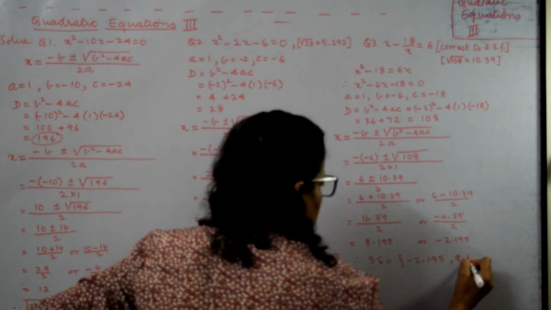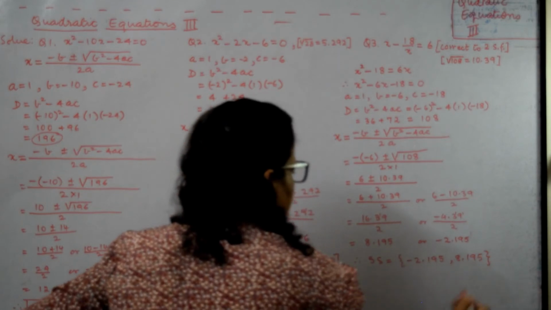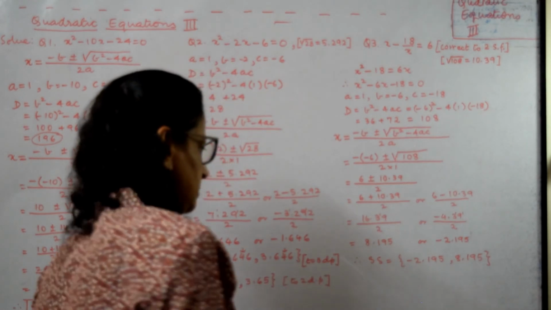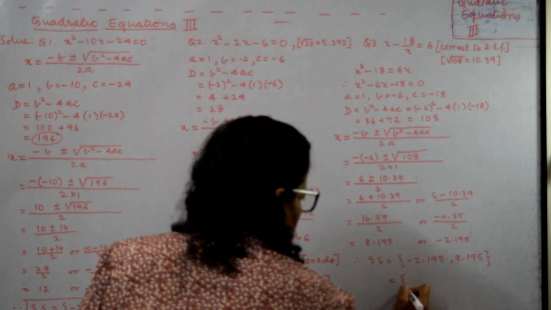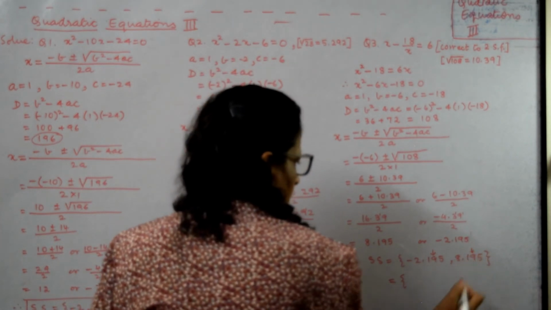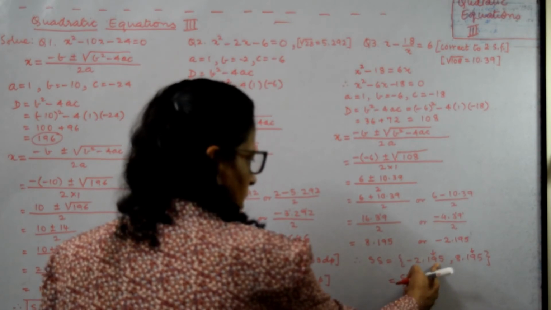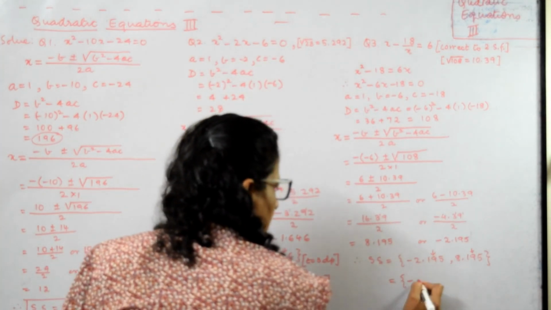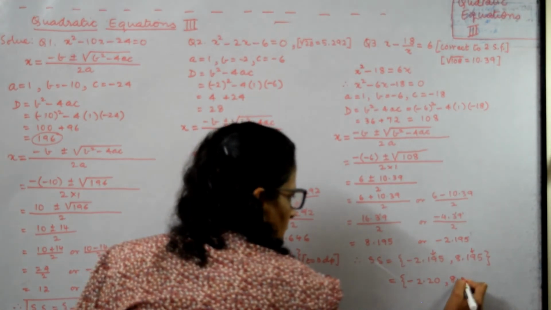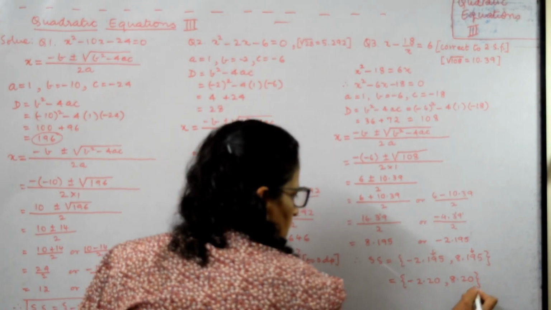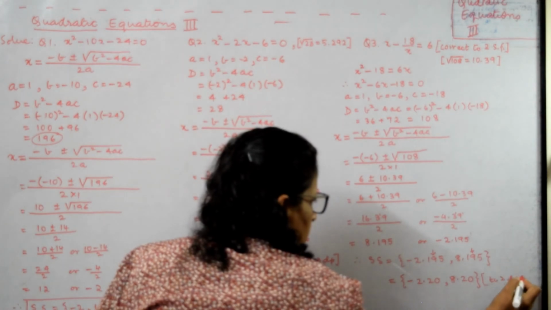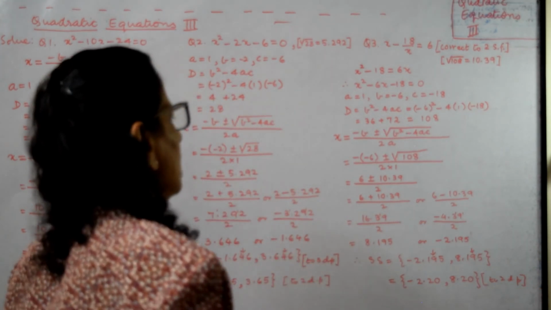or 8.195. Now out here, if they ask you to round it off to 2 decimal places, how does this become for 2 decimal places? You will have to put a mark on the second decimal place, and then this 9 becomes 10, so it becomes minus 2.20 comma 8.20, and this is correct to 2 decimal places, and that is our answer.